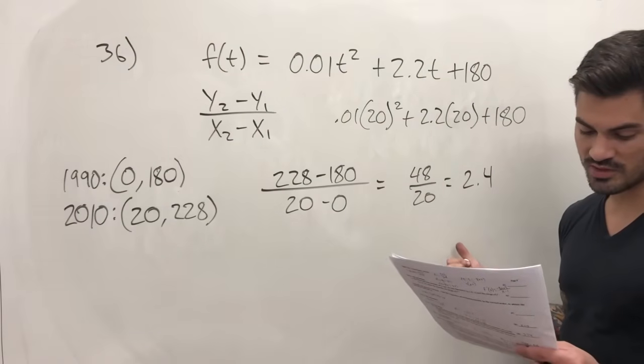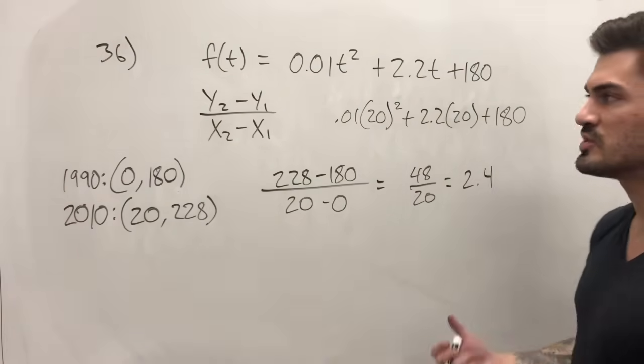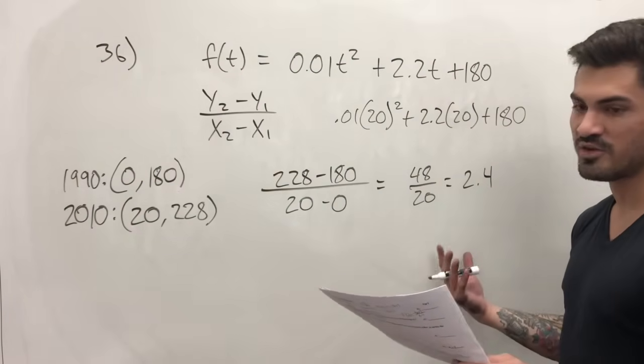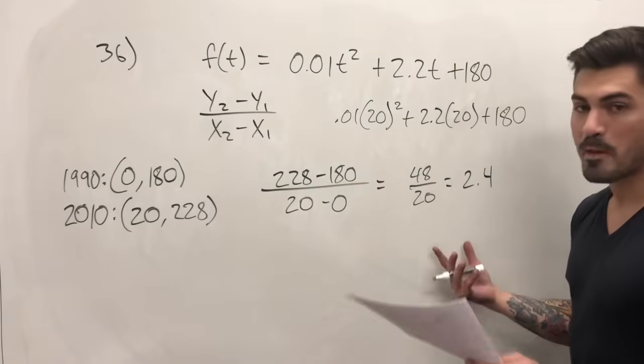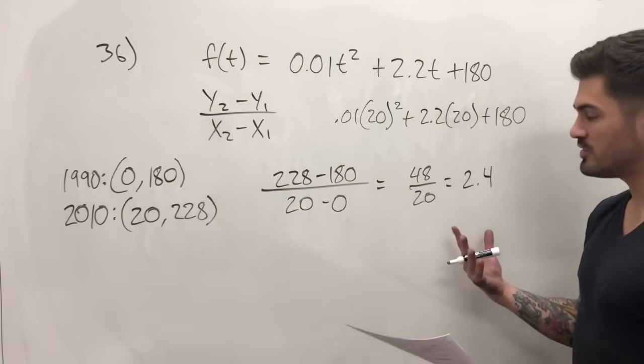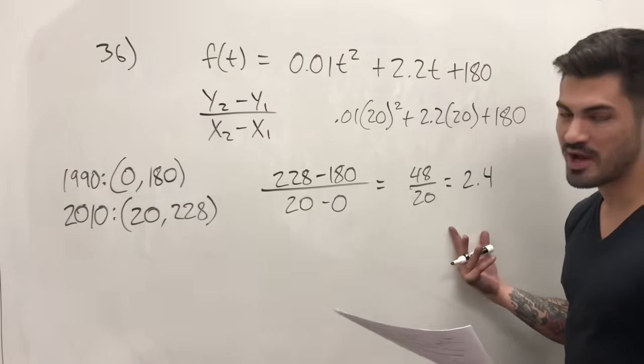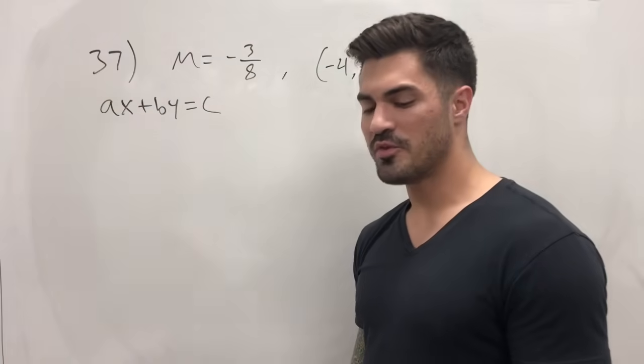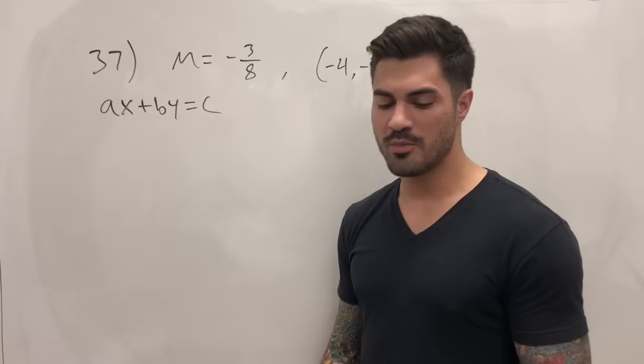All right? But this is what? 2.4. f of t is the population in millions. So this is 2.4 million people in that country. That's the average rate of change. So this means per year, the population on average is increasing by 2.4 million. That's what this means.